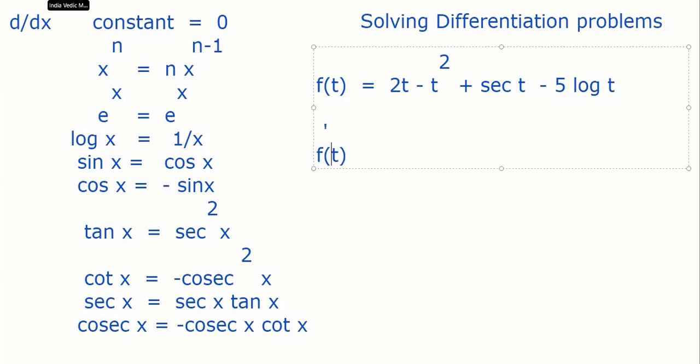F dash t will be what? First we differentiate 2t. So it will be 2. Because if 2x becomes 2, 2t becomes 2, right? Minus, what is the differentiation of t square? 2t. Correct. What is the differentiation of secant t? Sec t tan t. And what is the differentiation of log t? Minus 5 by t. So easy, right, everybody? Yes.